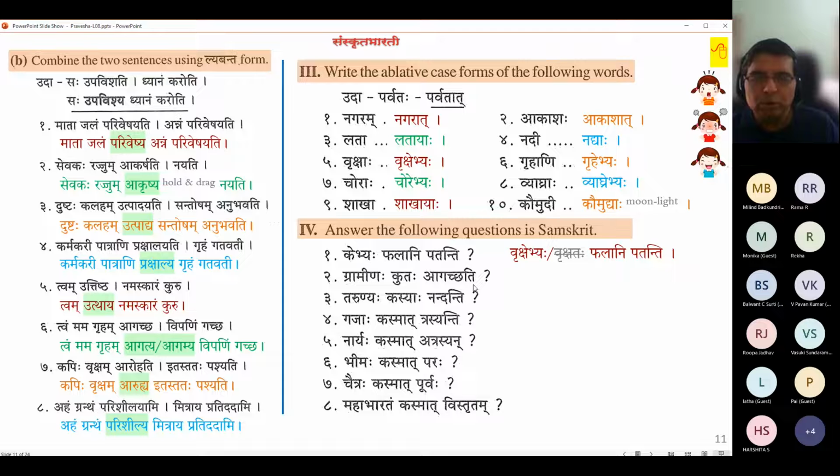Graminaha kutaha agacchati. Gramat or gramatah, both are correct answers. See, the question uses tasil. Kasmat could have been used, but kutaha has been used. See, the tasil is available for the kim shabda also. Kasmat or kutaha. Okay, so important. Tarunyah kasyaha nandanti. Kaumudyaha nandanti. So not tarunebhyah. Kaumudyaha nandanti.